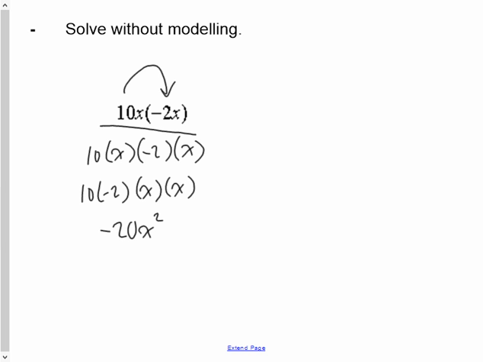Now essentially, you would never write this. You probably would not write it, but you would say 10 times negative 2 is negative 20, x times x is x squared. But for purposes of a test, show your work. If I say show your work, that's what you have to show.